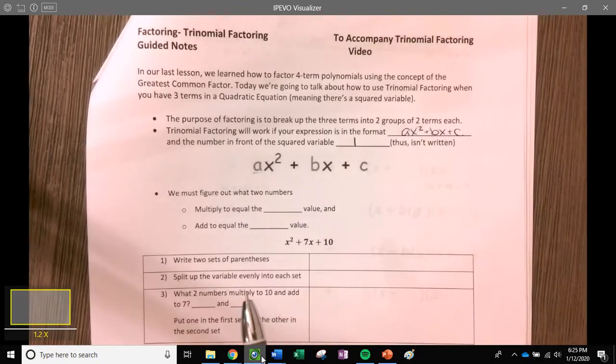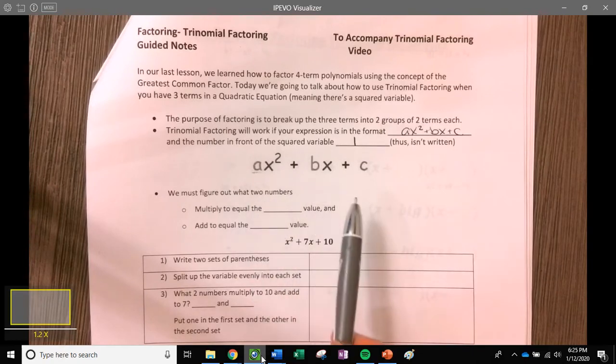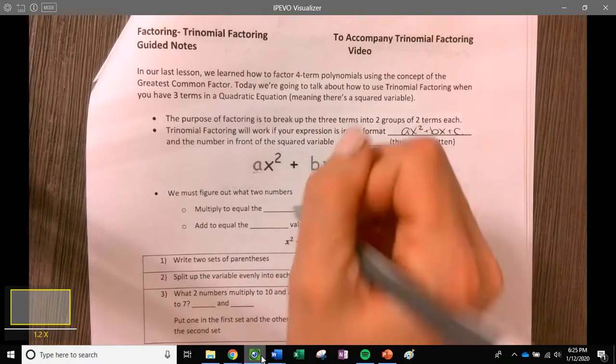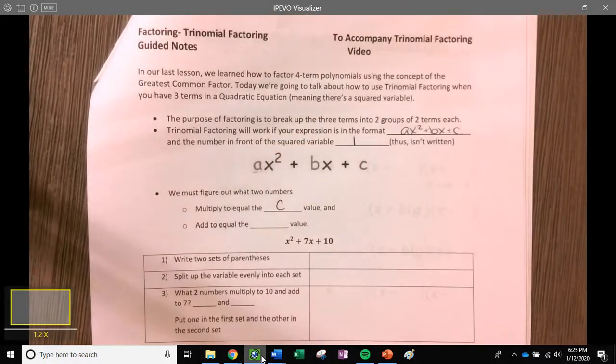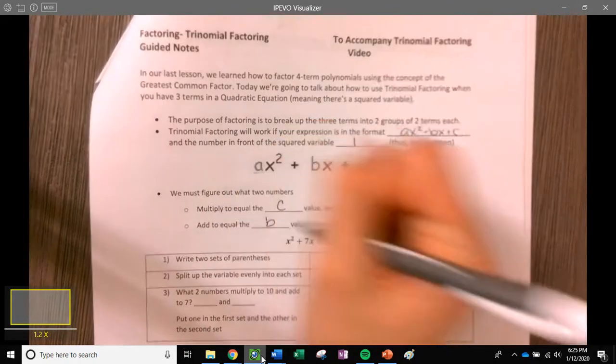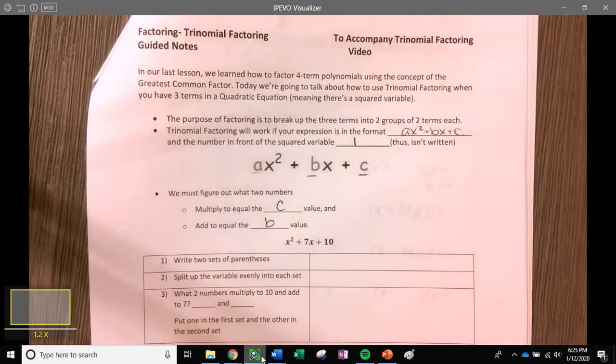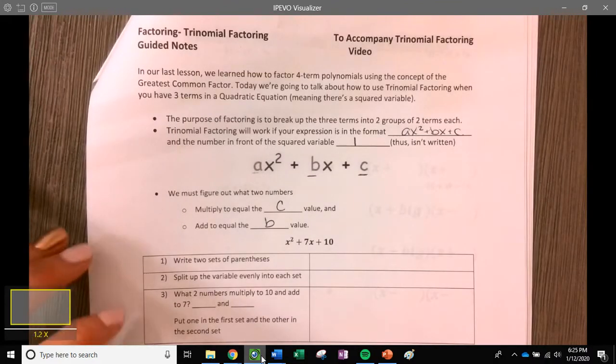Okay, so in order for us to actually do this type of factoring, we need to figure out two numbers. And those two numbers have to multiply to equal the c value, as well as add to equal the b value. So multiply to equal c and add to equal b. The same two numbers have to fulfill those two constraints. They have to be able to multiply to c and add to b. Okay.